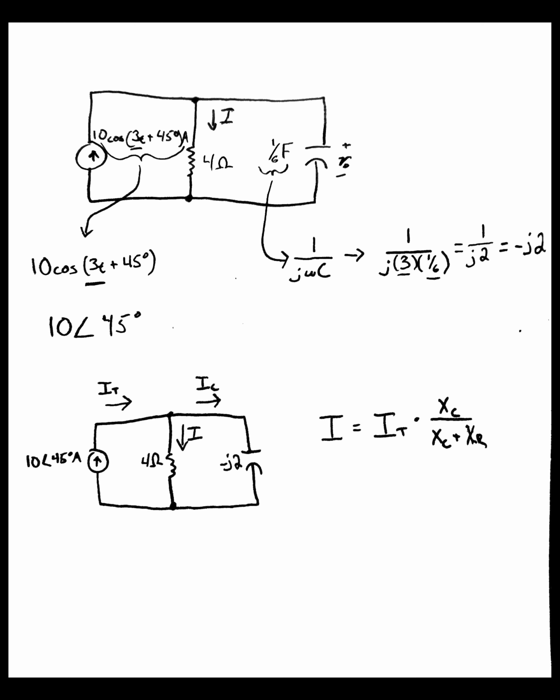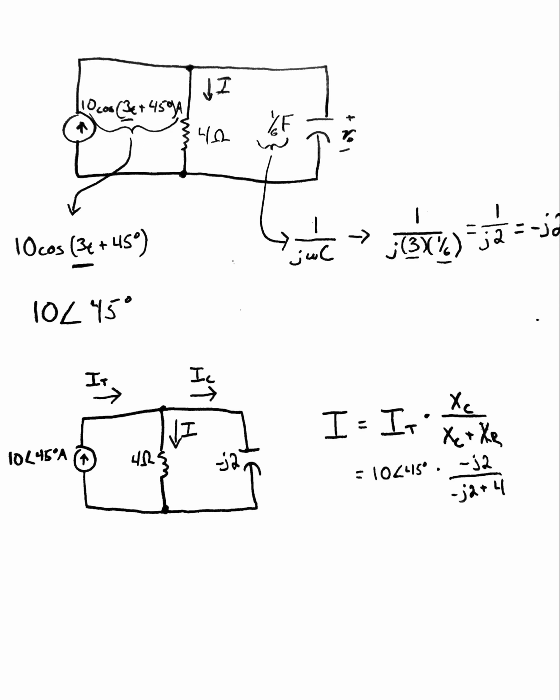Now one note, if you remember when using the current divider, we can only use it on 2 branches. If we have more than 2 branches, it won't work. But in this case, we have the perfect number of branches. We have 1 input, 2 outputs. So that's not going to be an issue. The values we'll use on that are 4 ohms for the branch that we're trying to find, and then negative j2 for the opposing branch. The input current is the 10 at 45 degrees.